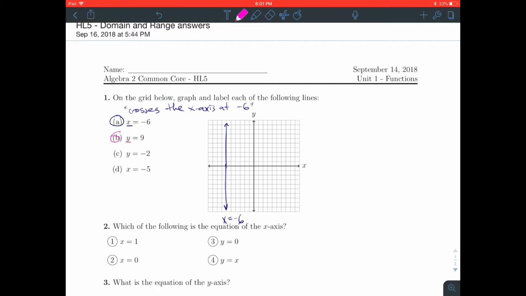Next up, we've got the line y equals 9. This is the line that crosses the y-axis at 9. So here's y equals 9. I think you can probably do the other two on your own, so I'm going to leave those for you.